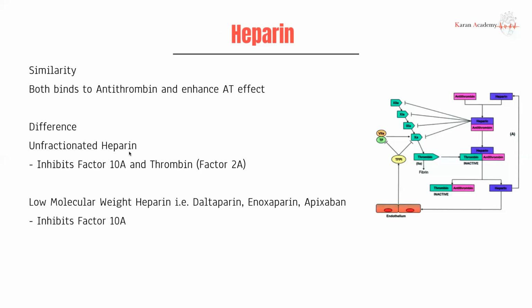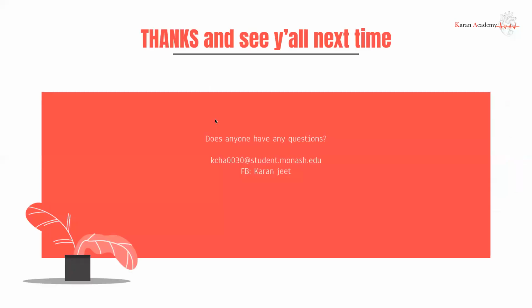The two reasons you would give someone unfractionated heparin: in the context of PE, again, if they're unstable, and if they have an eGFR less than 30 would be the other indication to use unfractionated over low molecular weight heparin.